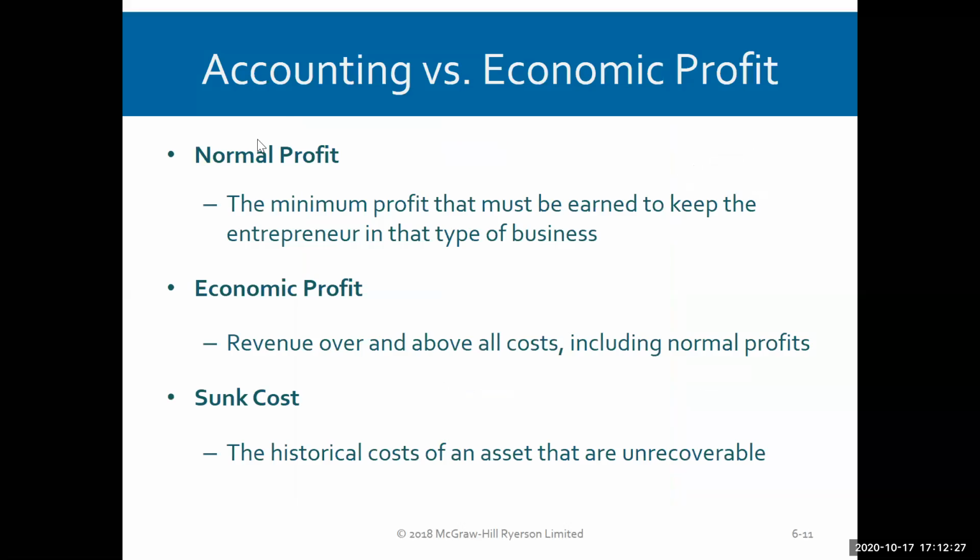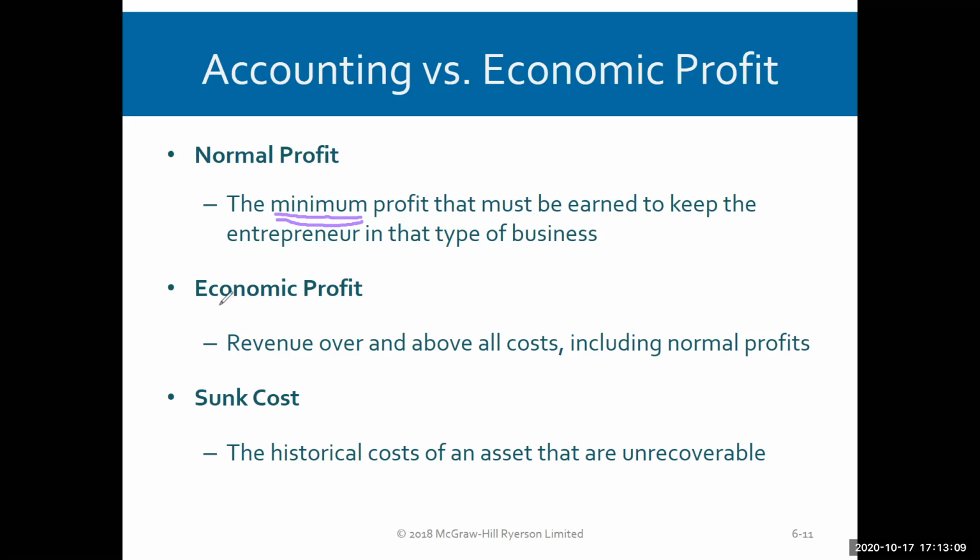Okay, so let's review those definitions a little bit. We said normal profit, well, that's the implicit costs. The normal profit is the minimum profit that has to be earned to keep the entrepreneur in that type of business. So basically what we're saying is if I'm not making normal profit, if I'm not even covering that, then maybe I should just shut this little business and go back to the way things were, go back to my old job and put my investment back in the bank. So think of it as the opportunity cost, think of it as the implicit costs, but economists call it a normal profit because it's the minimum that must be earned to keep the entrepreneur in that type of business.